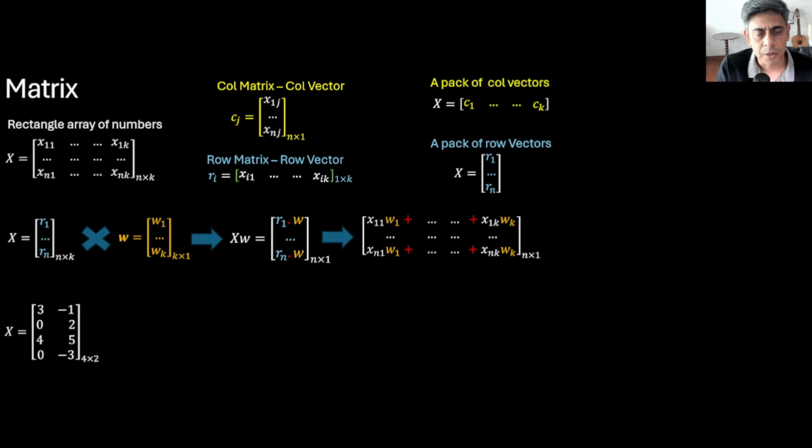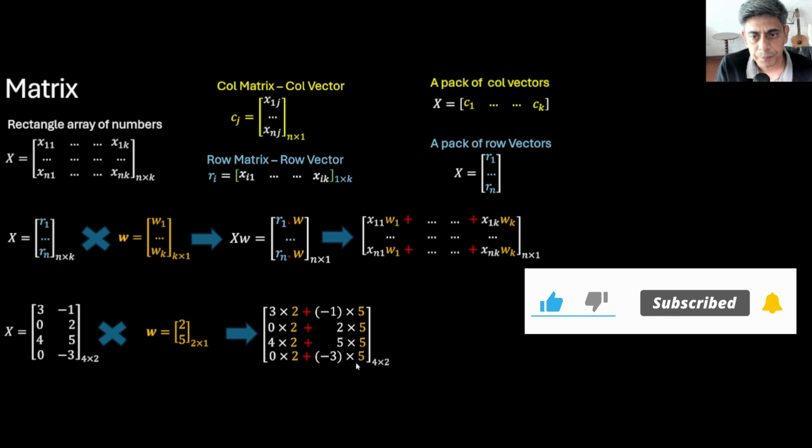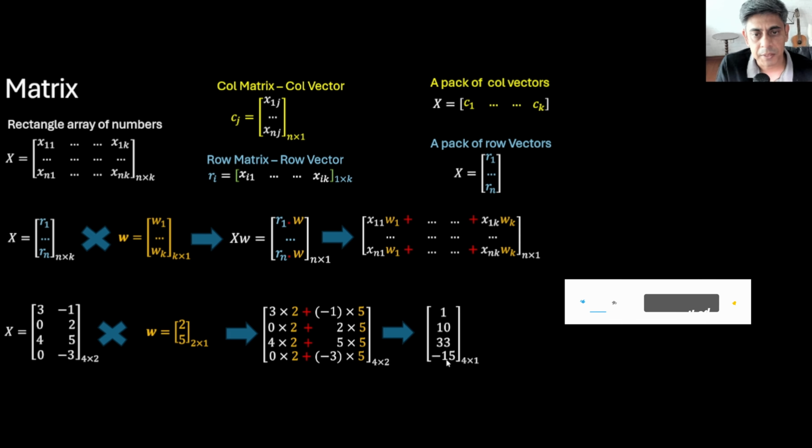Let's now test how this matrix multiplication can be applied on a real matrix. Think about this as a 4 cross 2 matrix, and then that is multiplied by a vector which is 2 cross 1, which has only two elements here, 2 and 5. If we apply this formula here, then this matrix multiplication will be 3 cross 2 plus minus 1 multiplied by 5. And if you take another row, 0 cross 2 here plus minus 3 cross 5, giving you a 4 cross 1, all scalar numbers are coming here.